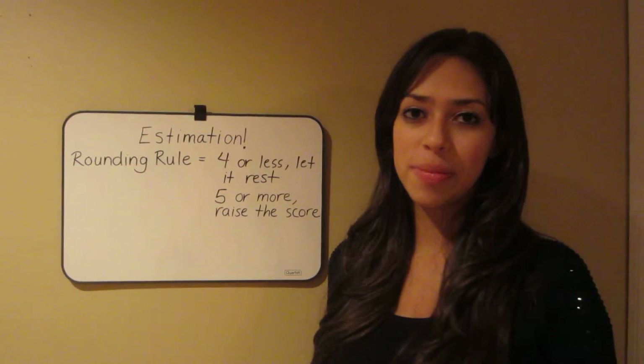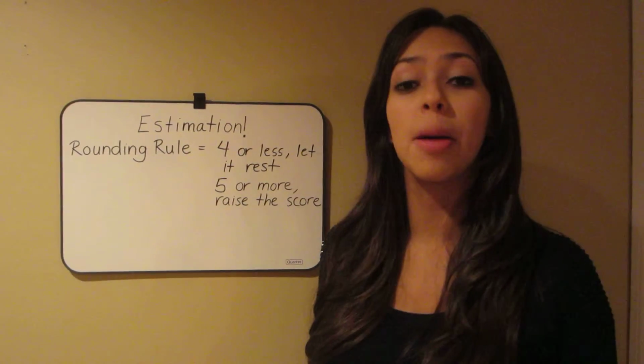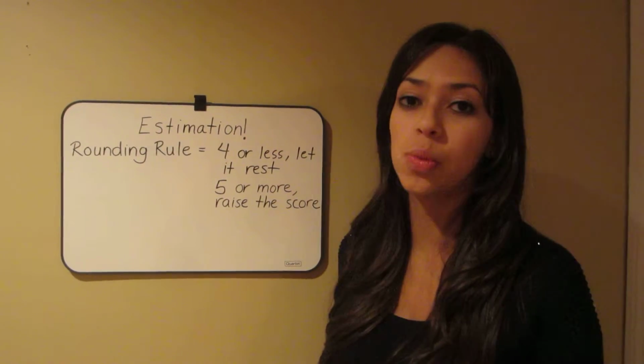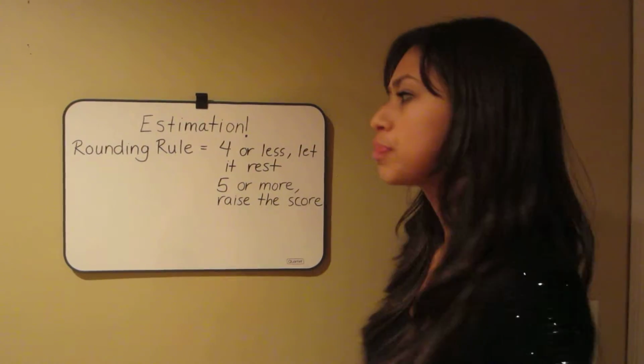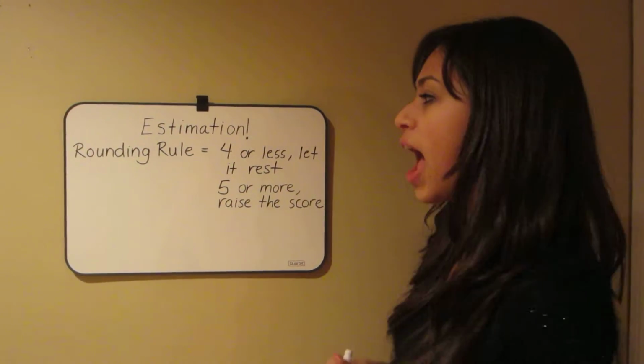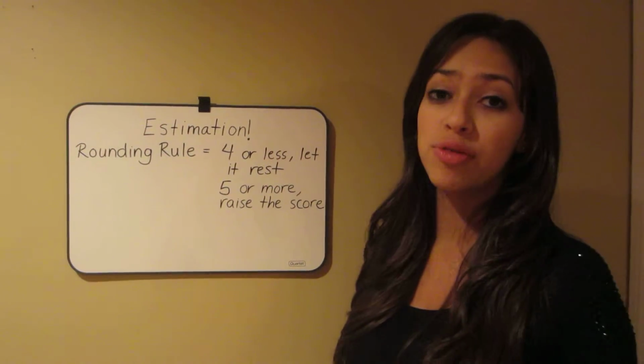Today we are going to talk about the concept of estimation. And estimation is finding the number that is close enough to the actual answer. But in order to understand this concept of estimation, we need to know the rounding rule. And the rounding rule is 4 or less, let it rest, 5 or more, raise the score.